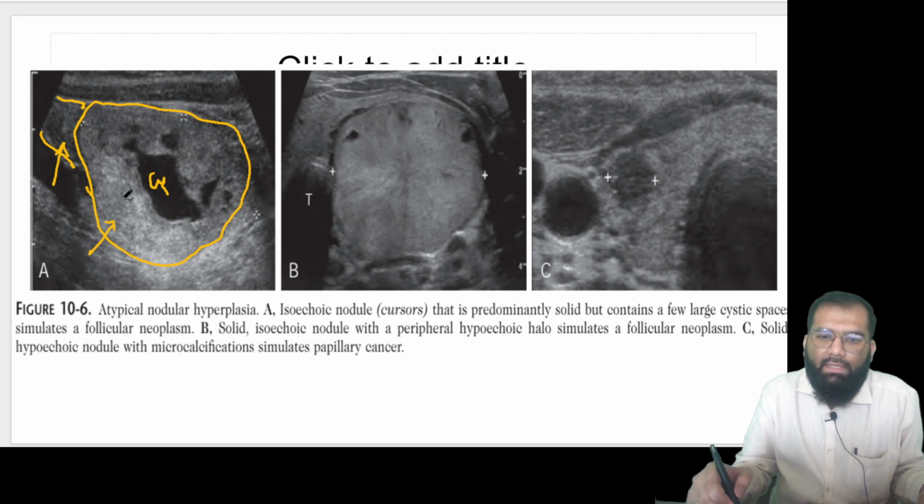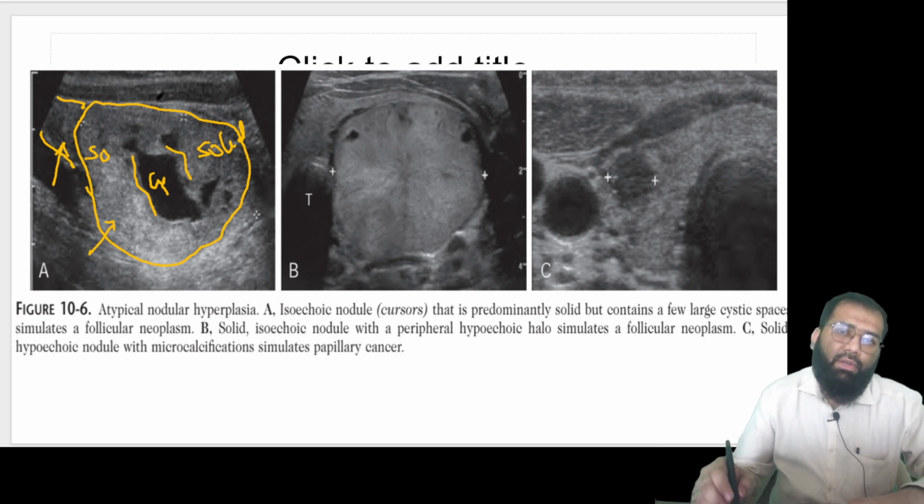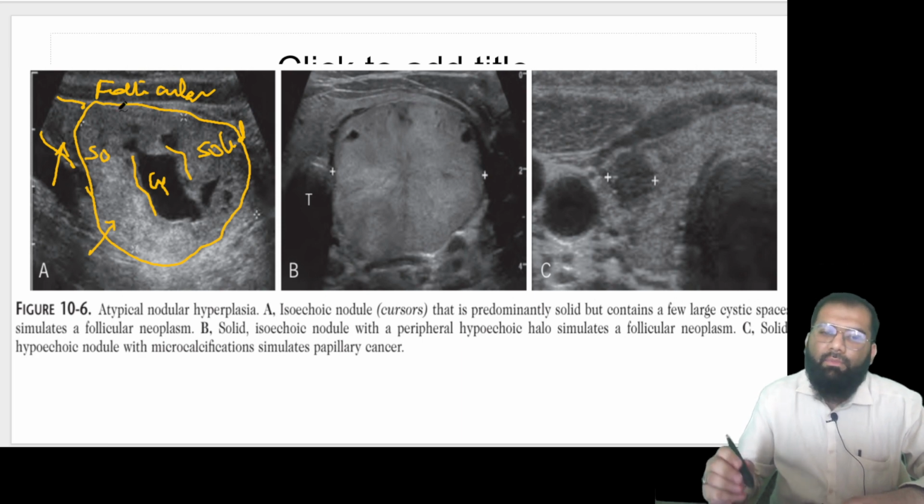There are large central cystic areas. So here which area is more? The solid area is more, correct? This all is solid area. So the solid area is large as compared to the cystic areas. Although this is isoechoic, I have told you which malignancies of thyroid can be isoechoic or hyperechoic. The answer is follicular neoplasms. So always get an FNA done from the solid area to rule out follicular neoplasms.